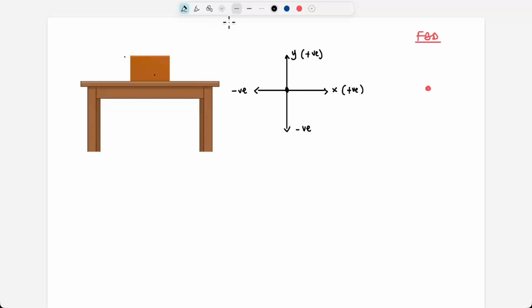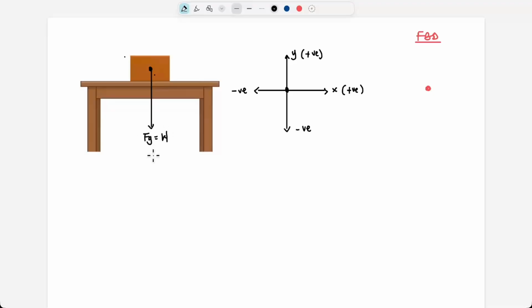Alright, so looking at this block, we know that it is interacting with the earth through gravitational pull. So we have the force of gravity that is acting on this block, and the direction for this force is vertically downwards. We can represent that as Fg, and that is equal to the weight of the block.